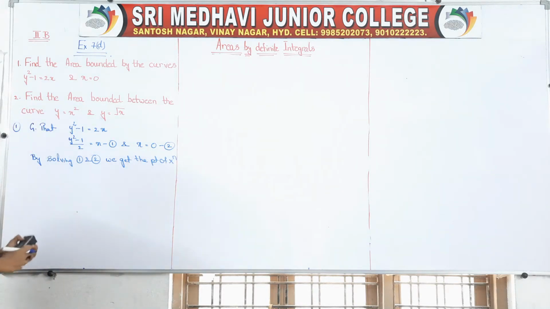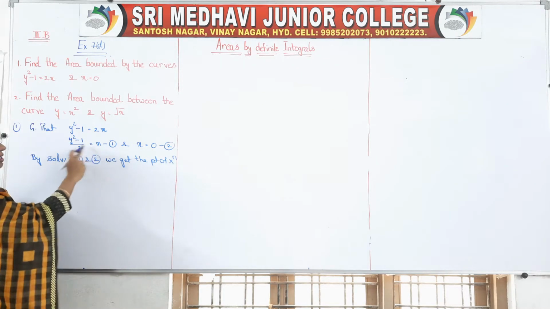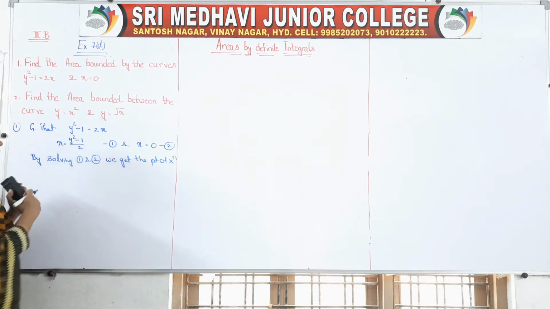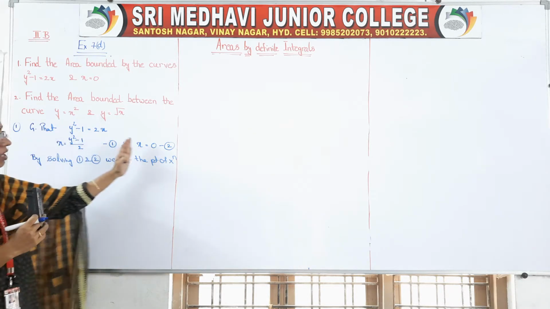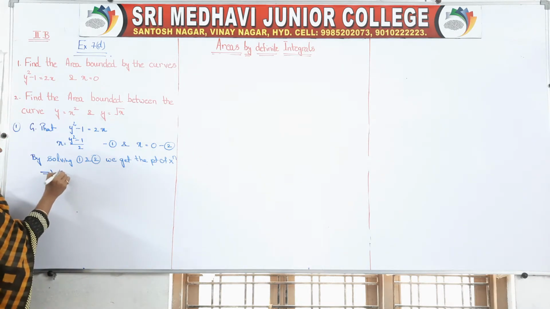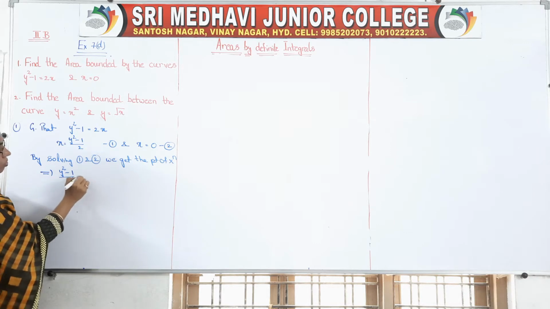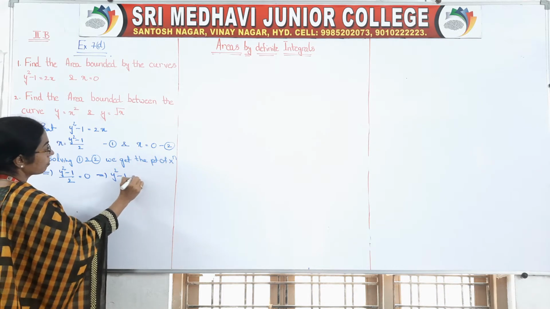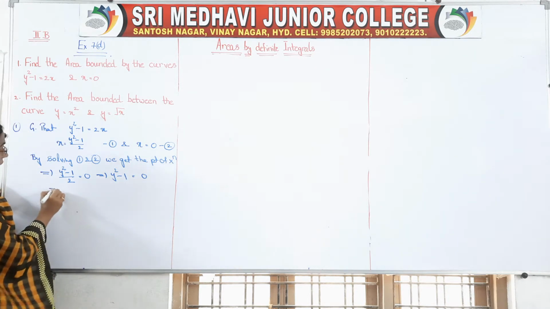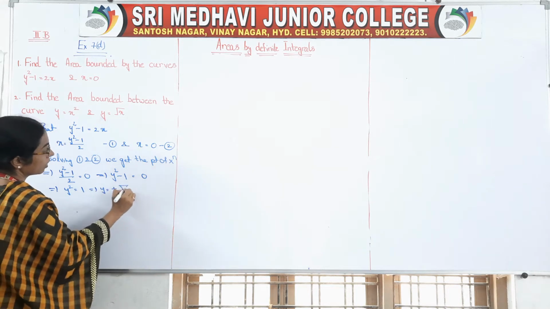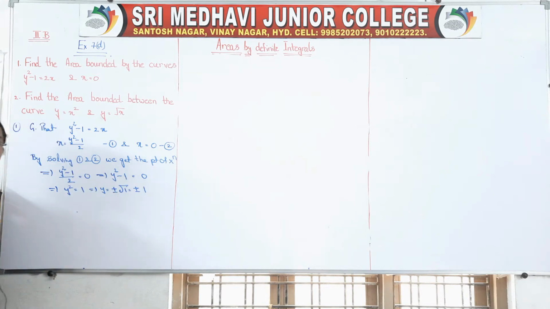Let me write it like this: x is equal to. On the left side, x is equal to some value, so we can equate the right side values. So what happens? y square minus 1 by 2 is equal to 0. Then y square minus 1 is equal to 0 and y square is equal to 1. y is equal to plus or minus root 1, that is plus or minus 1. So your y values are minus 1 and 1.